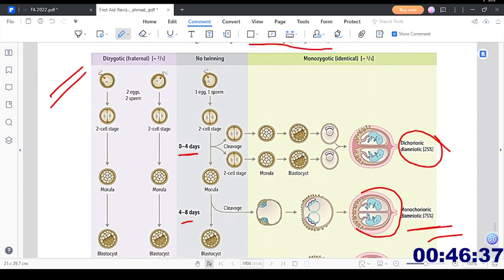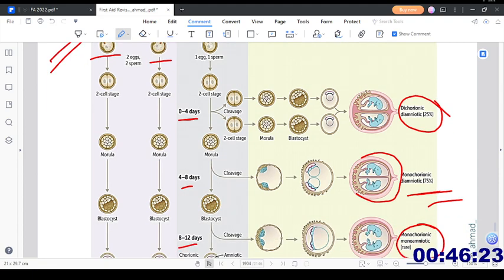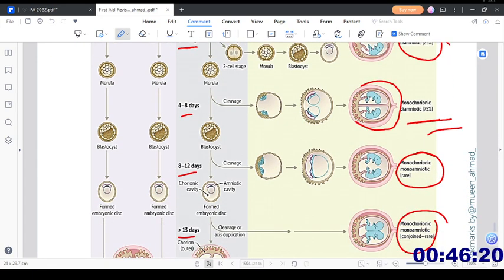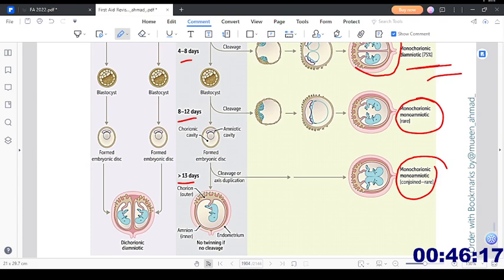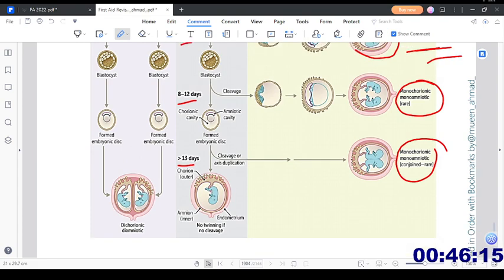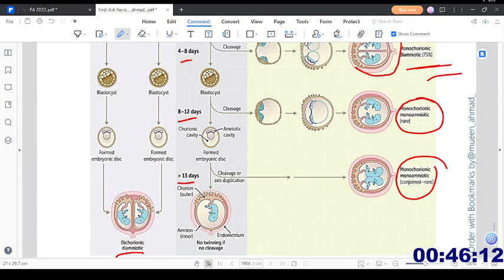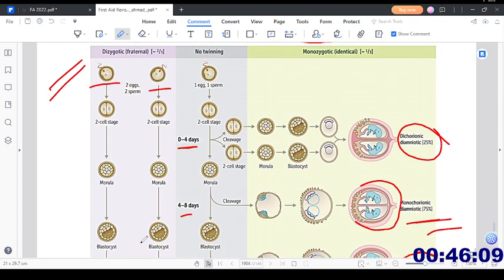Dizygotic twins. Here you can see there is one ovum and a sperm that is separately fertilized from the other sperm and ovum, and both of them develop independently. They go to the 2-cell stage, then morula and blastocyst, and ultimately the embryonic disc forms, and dichorionic diamniotic twins are formed. This condition is very similar in presentation to the monozygotic twinning that happens from 0 to 4 days, which will also have a dichorionic, diamniotic stage.